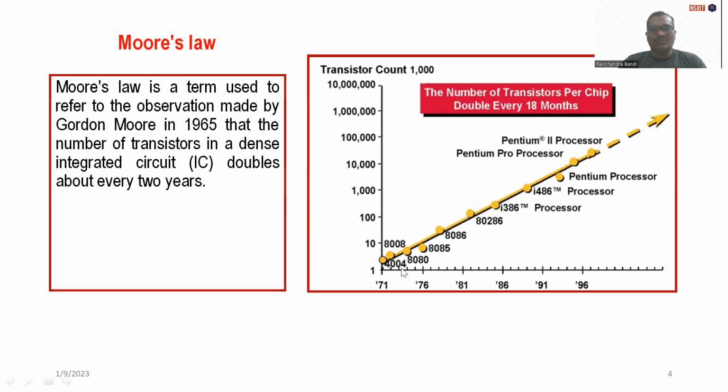The starting processor 4004, 8008, 8080, till now the Pentium 2 processor. Now we have Pentium 4, dual core, and different generation processors. So this is the statement of Moore's law. What is the statement of Moore's law? Every 2 years, the number of transistors per chip will become double.